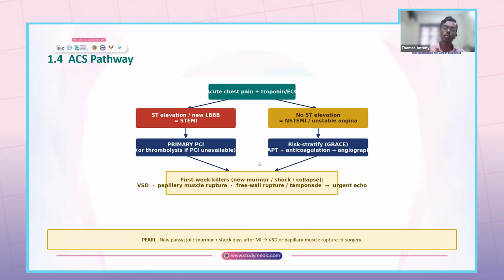So for first week killers, where there is a new onset murmur, shock or collapse, we are thinking in terms of ventricular septal defect, papillary rupture, free wall rupture or tamponade. Then you have to refer the patient for an urgent echo.